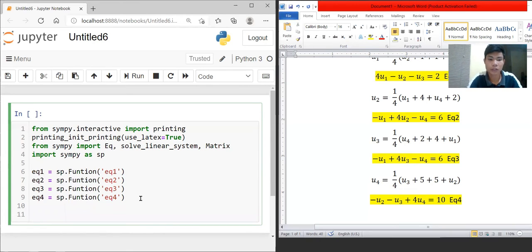So next is, after natin ma-define yung ating 4 na equation, i-define naman natin ang ating 4 na unknown, which is ang ating 4 na variables, which is U1, U2, U3, and U4. So yan yung magiging ating symbols.